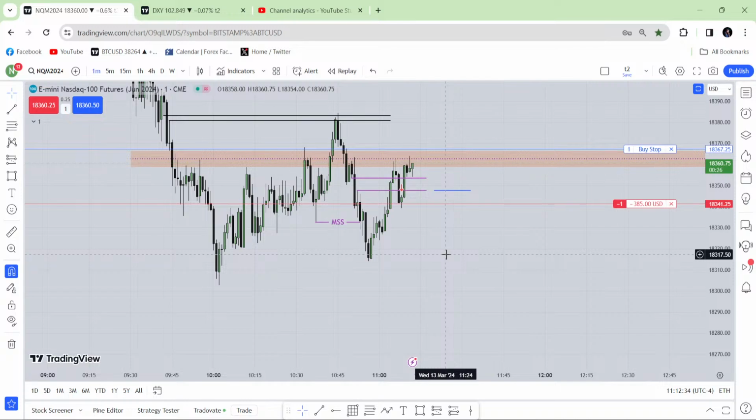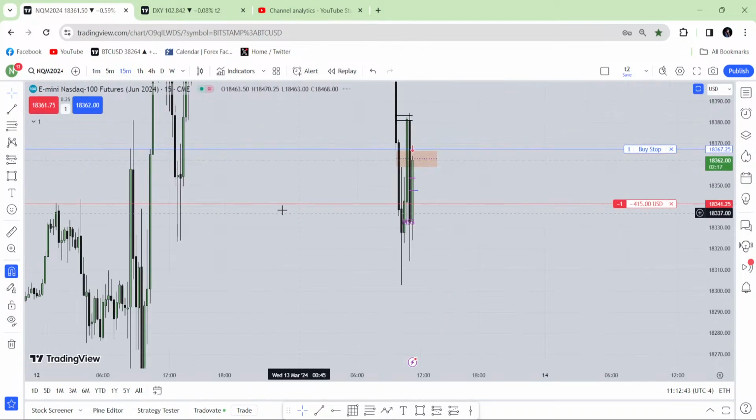Still holding the last 15-minute parallel gap. There is no last 15. Yeah, inside this 15-minute last parallel gap, still it's holding. Also true here.